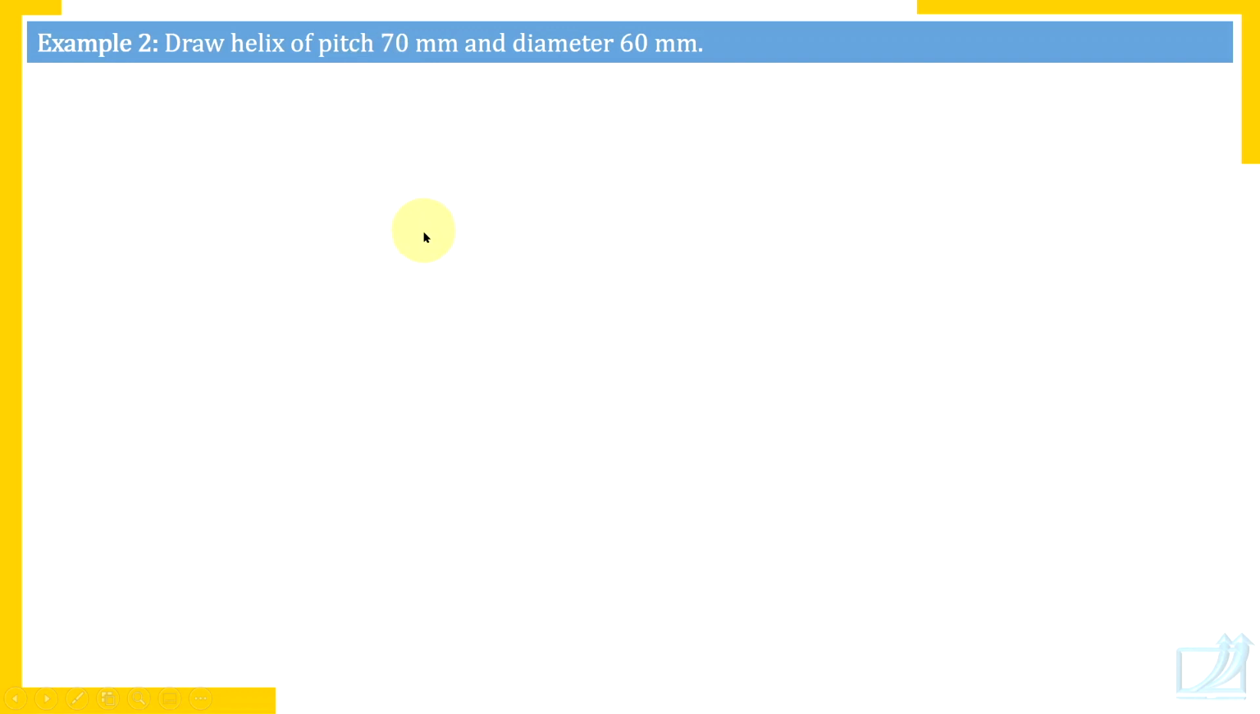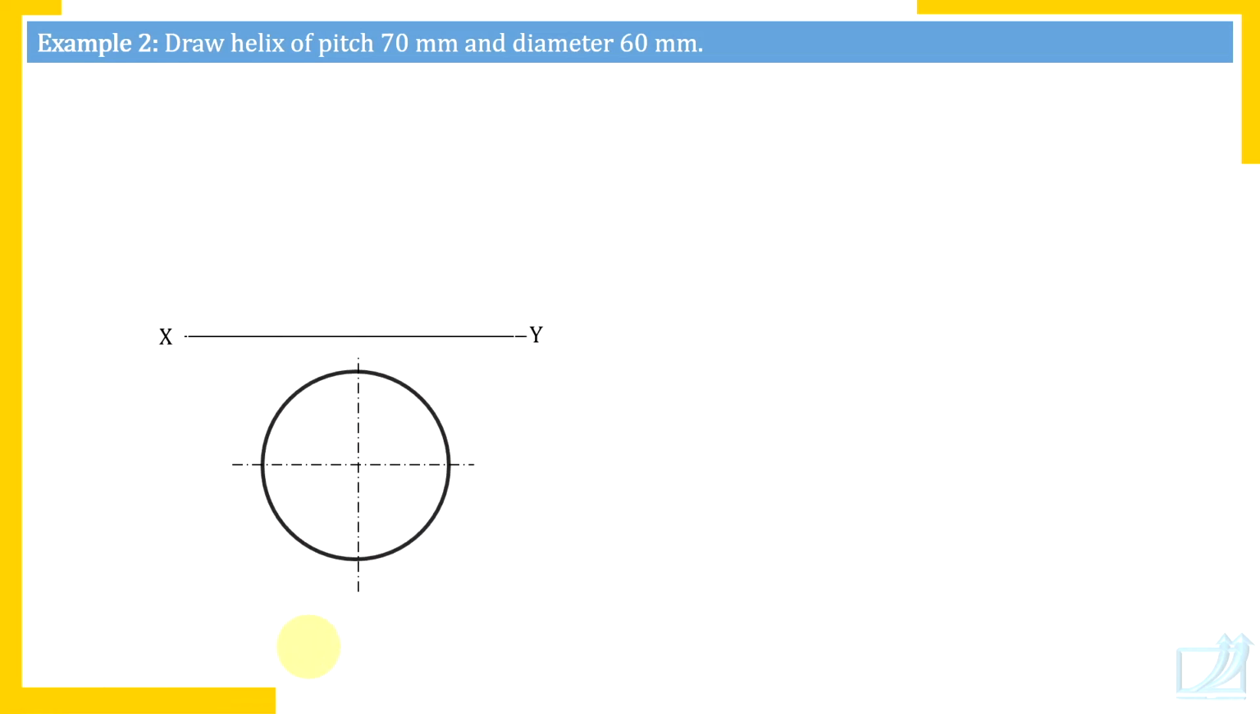Yes, there is a difference, and the difference is here you are asked to draw helix and not helix on cylinder. That means here there is no cylinder involved. Of course, we are going to imagine a cylinder of diameter 60 and height 70. So this is how you should complete the drawing. So top view, I have made that top view dark and front view.